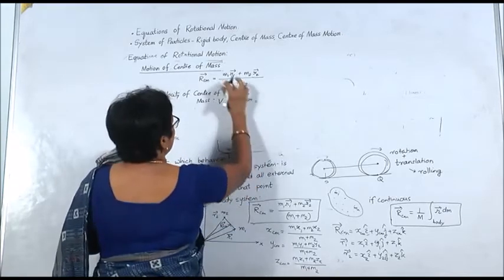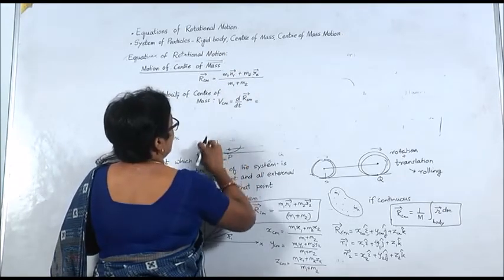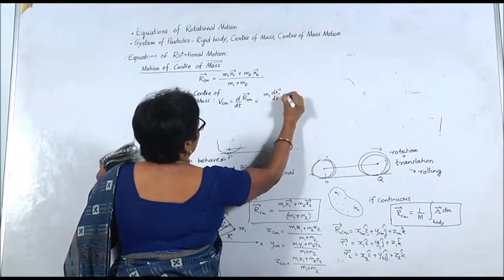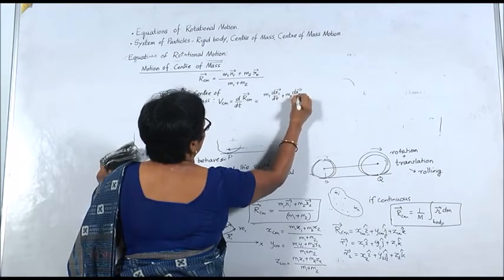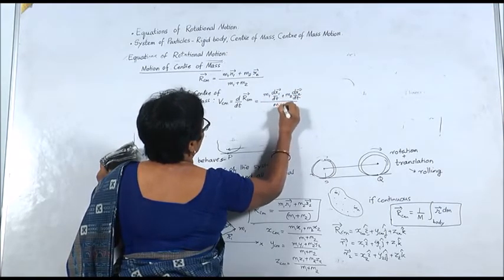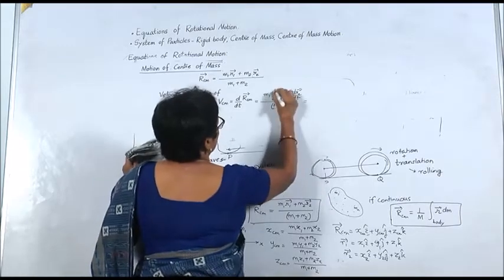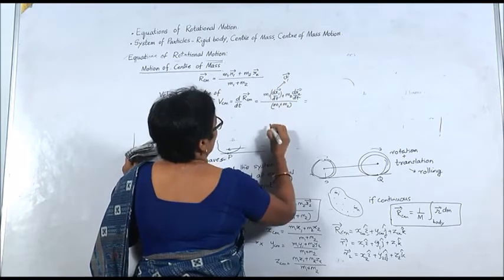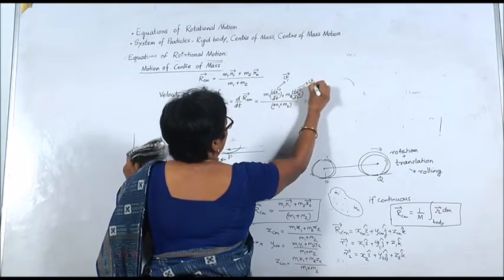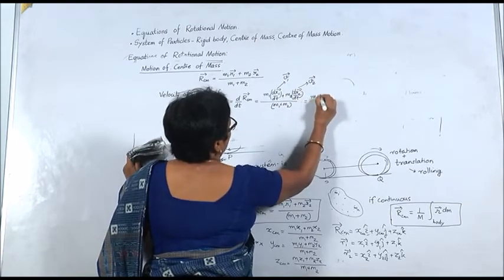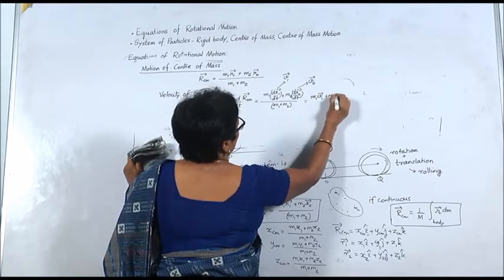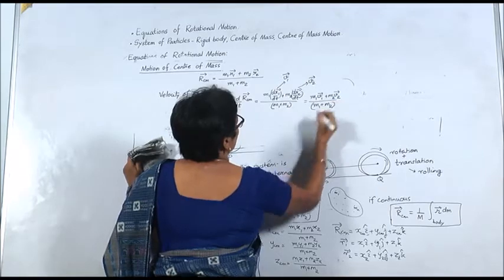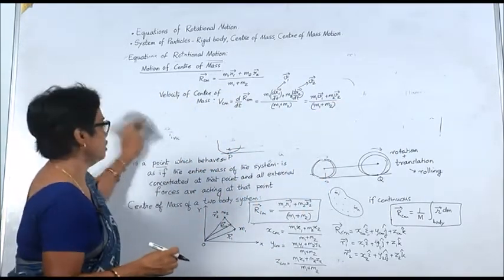So, if I differentiate, m1 is a constant, only r1 will be differentiated. So, m1 dr1 by dt plus m2 dr2 by dt, by m1 plus m2. Now, what is this? This quantity is the velocity of the first particle and this is the velocity of the second particle. So, this is m1 v1 plus m2 v2 by m1 plus m2. So, this is the formula for the velocity of the center of mass.